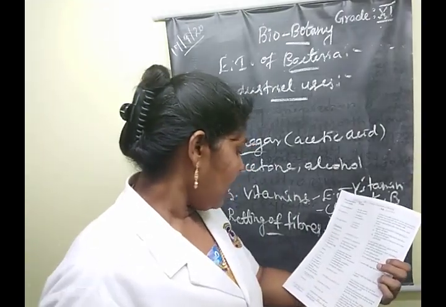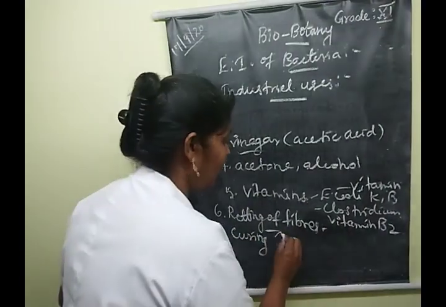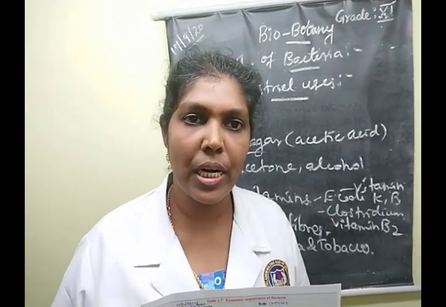The next one is curing of tea and tobacco. All of you listen. Due to the activities of anaerobic bacteria, they also use bacteria such as Bacillus megaterium. Due to the activities of these bacteria, they give a good flavor and good aroma. Flavor means different tastes. Aroma means sweet smell. That process is called curing of tea and tobacco. Understood, children? Say yes or no?